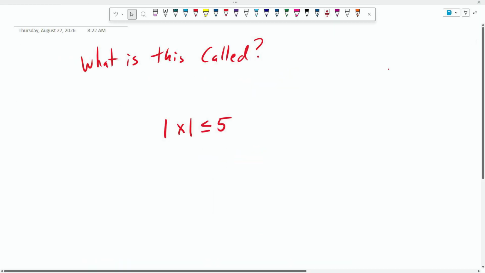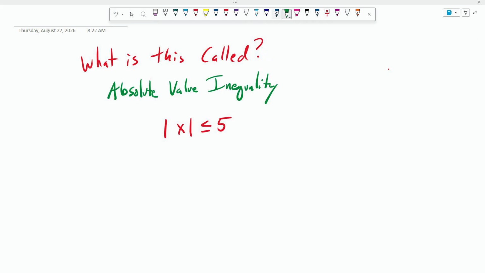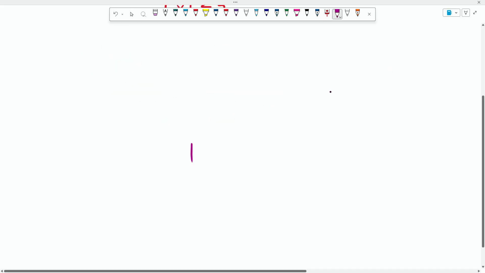Okay, what is this thing I've written on the board called? Absolute value inequality. Is it true, false, or open? Open. Are the solutions numbers or pairs? Numbers, because there's only one variable.